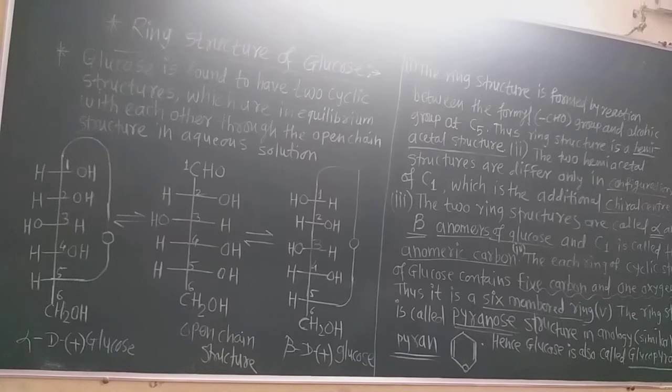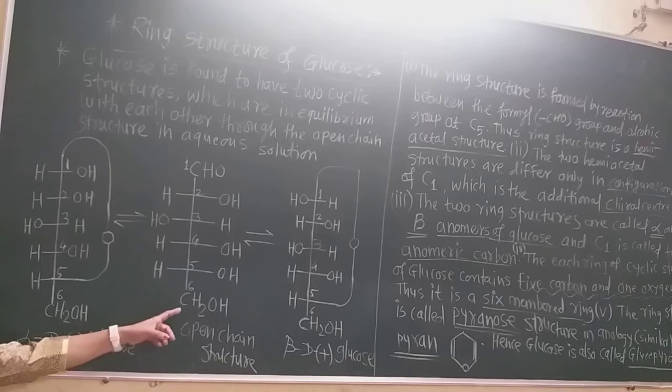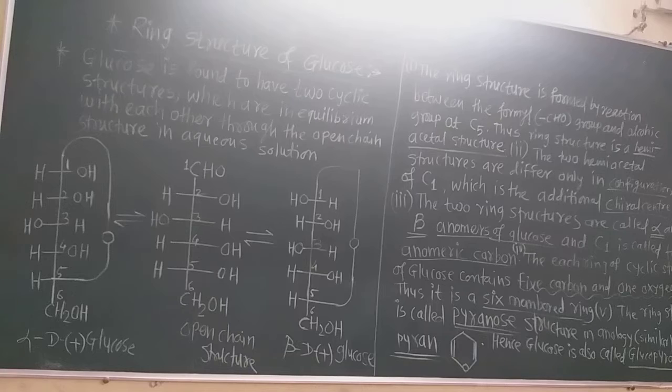The first carbon has the formyl, that is the aldehyde group. And the last carbon has the primary alcoholic group. And from carbon 2 to 5 there are secondary alcoholic groups. We know that. But this glucose molecule is found in nature in a 6-membered ring structure.